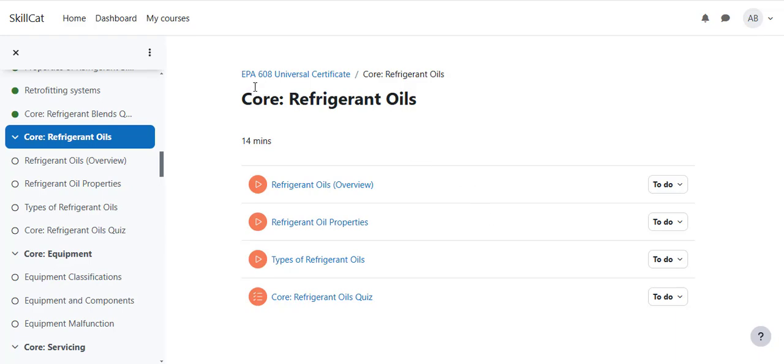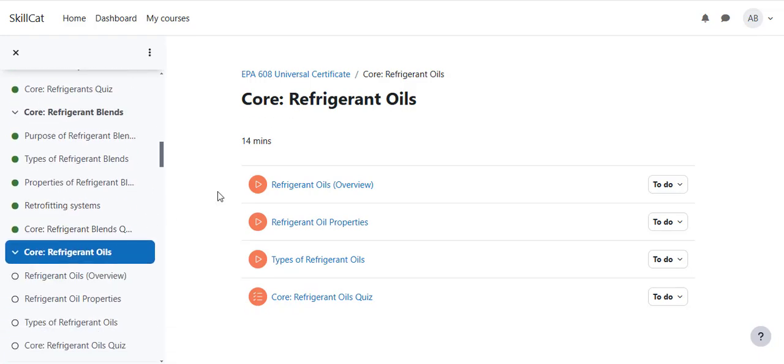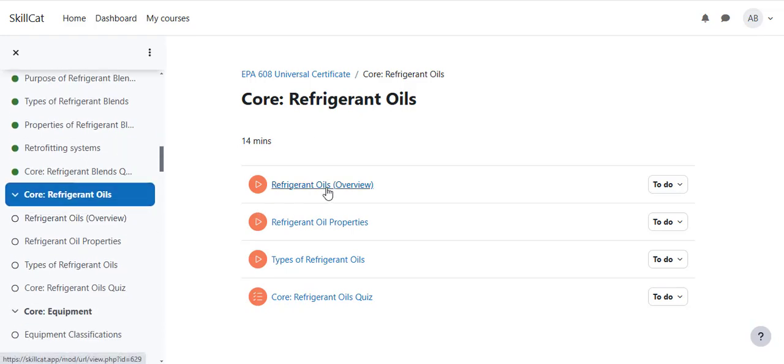We will continue with the EPA 608 Universal Certificate, now in the core section on refrigerant oils. We finished the last one, which was refrigerant blends. Now we are in refrigerant oils. Let's start.